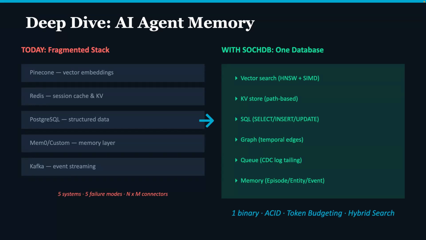And I added a queue mechanism, so that way change-only data sets, log trailing, right? It automatically does that queue as soon as any change happens, like, hey, trigger this particular event. So even that queue mechanism is available through SochDB.